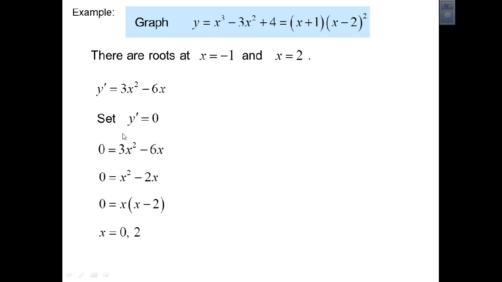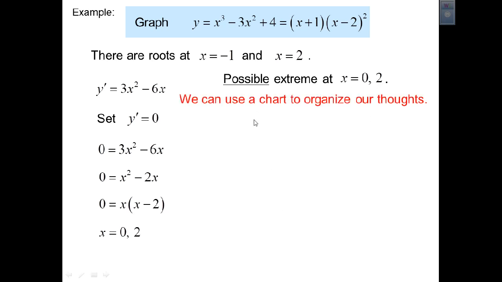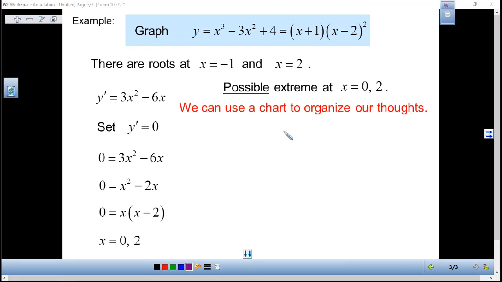Once again, think back to what we just wrote down. That means that these two values are possible local maximums and minimums. We don't know yet, but we're about to find out. So we have possible extreme values at 0 and 2. We can use a chart to organize our thoughts. So here's what I'm going to do.